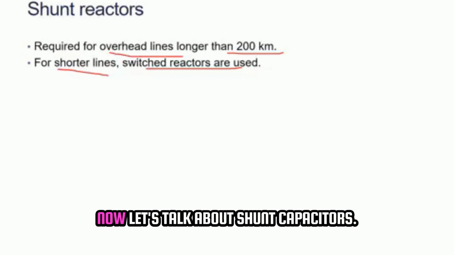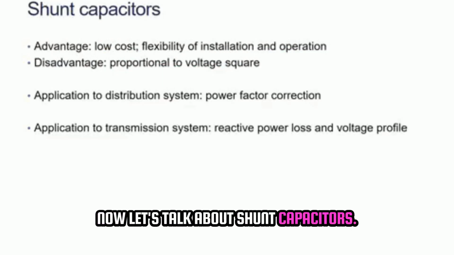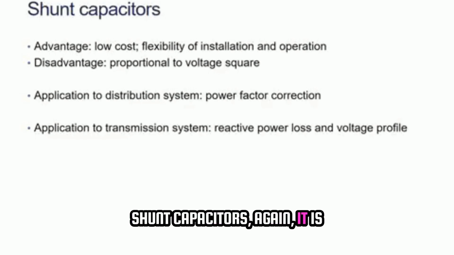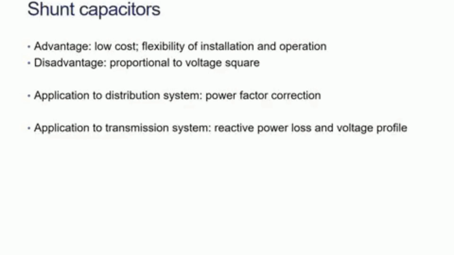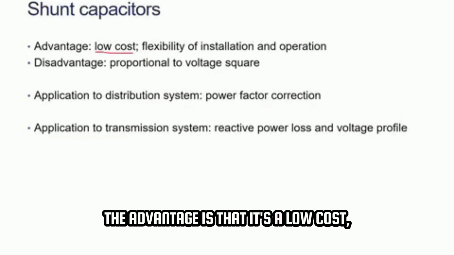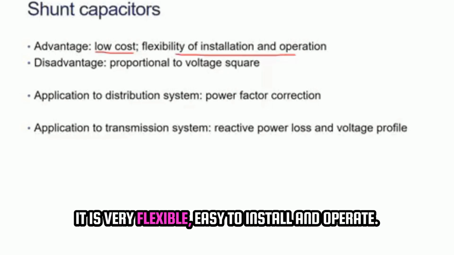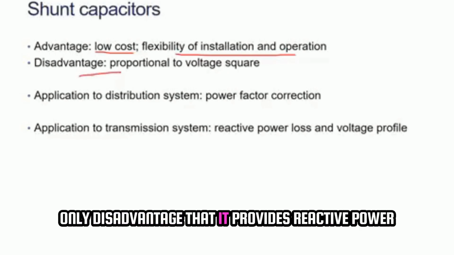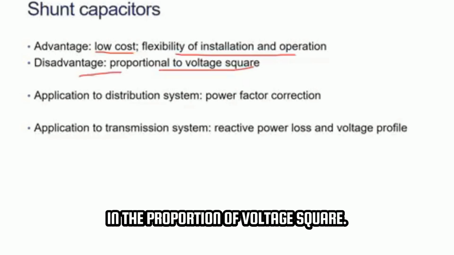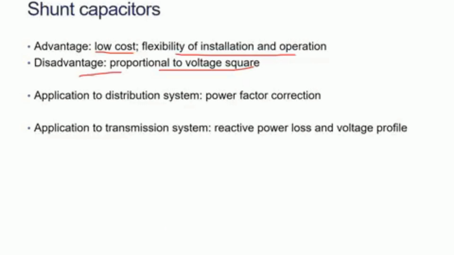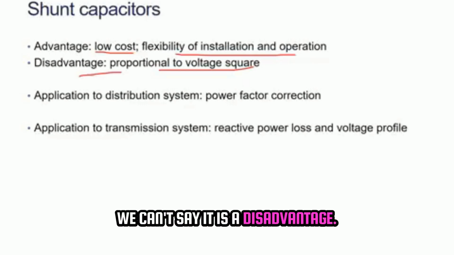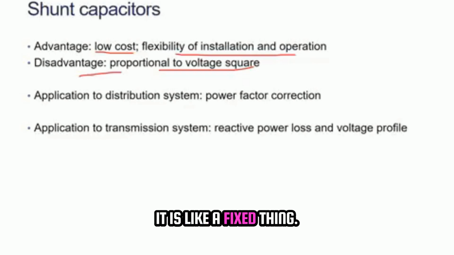Right? Now let's talk about shunt capacitors. Shunt capacitors, again, are used to improve the voltage. Wherever it is connected, it will push the voltage up. The advantage is that it's low cost, it is very flexible, easy to install and operate. The only disadvantage is that it provides reactive power in proportion to voltage square. So we can't really say it is a disadvantage, it is like a fixed thing.